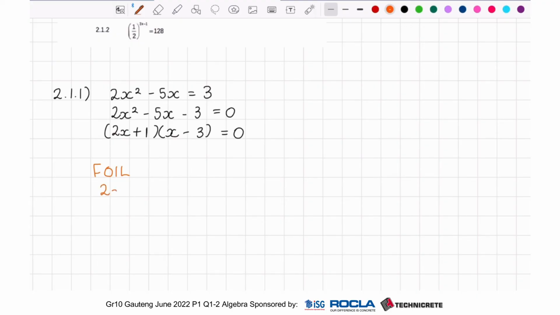So the first times the first is 2x squared. The outer times the outer is minus 3 times 2x, which is minus 6x. The inner ones is 1 times x, which is positive x. And then the last ones is negative 3 times 1, which is negative 3. And that simplifies to 2x squared minus 5x minus 3, which is what I wanted.